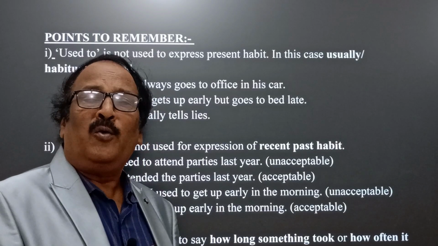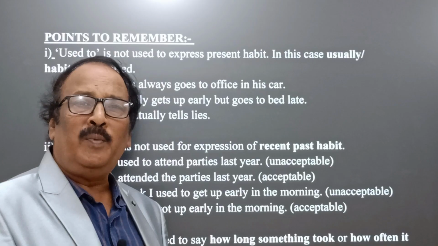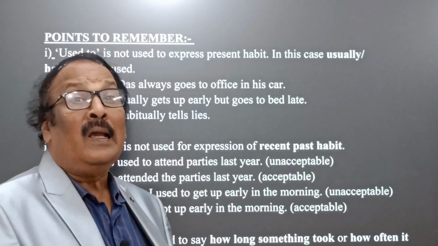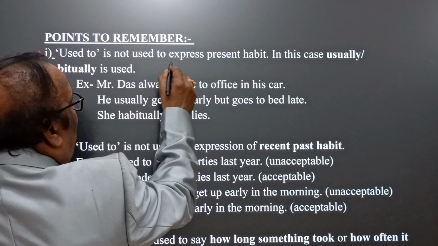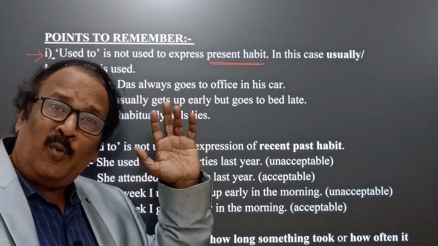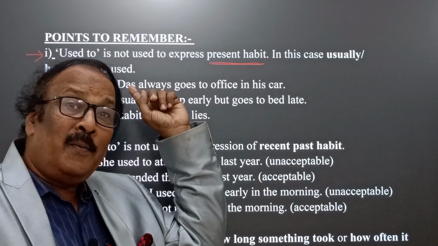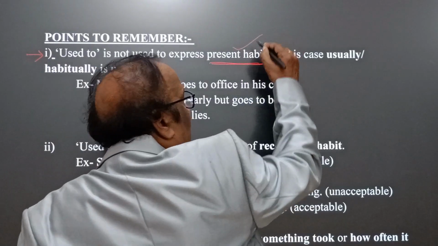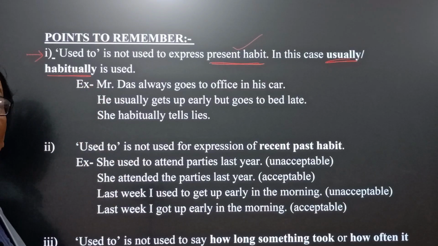Whenever we want to use used to with a bare infinitive, in that case we should be very careful in understanding some of the important guidelines. How? Let's see. First point, used to is not used to express present habit. Remember, used to is a modal which is used to modify the main verb to indicate past habit only. It is not used for present habit. In this case, we use usually or habitually.